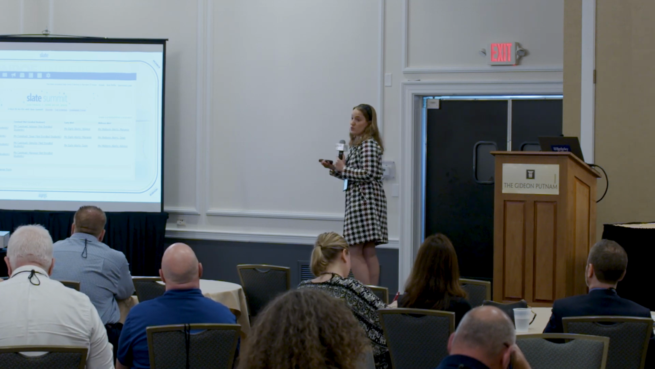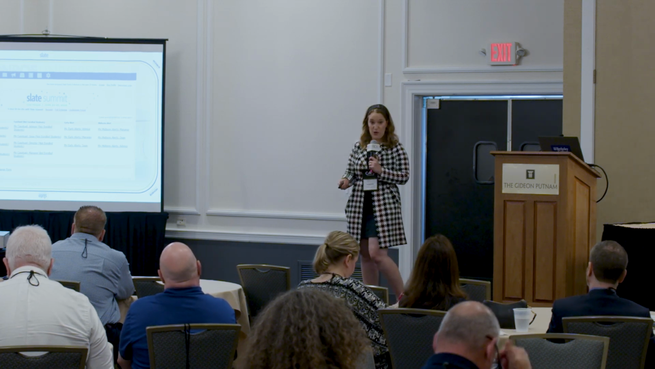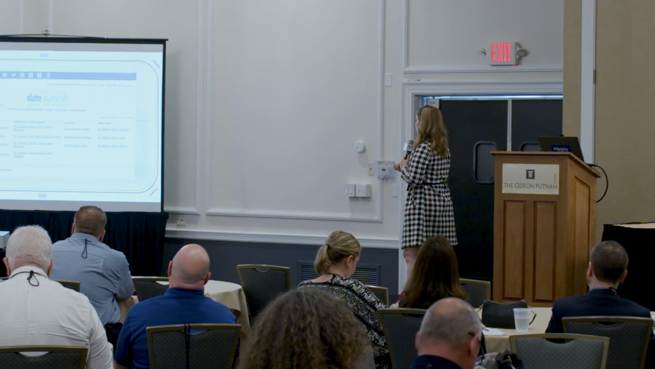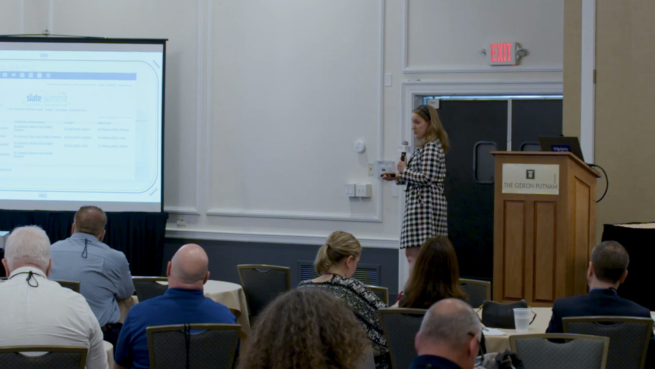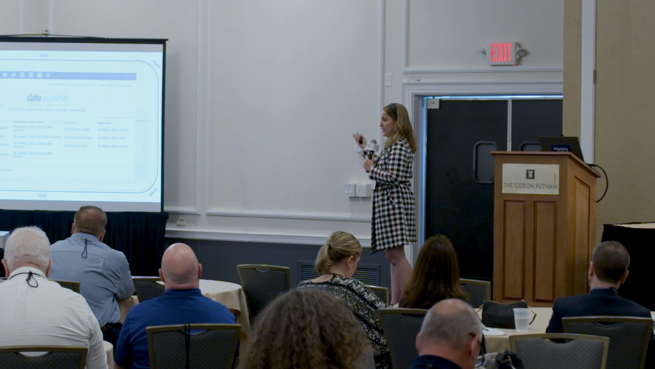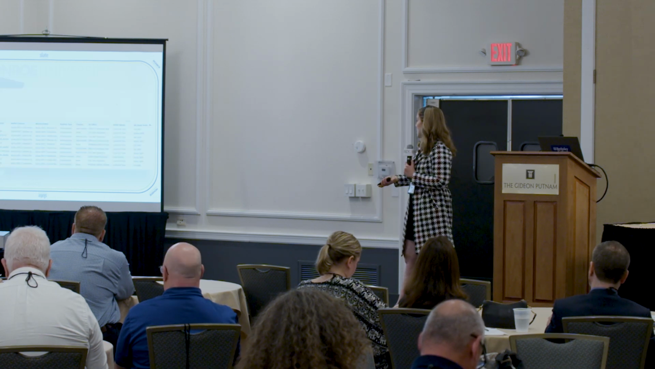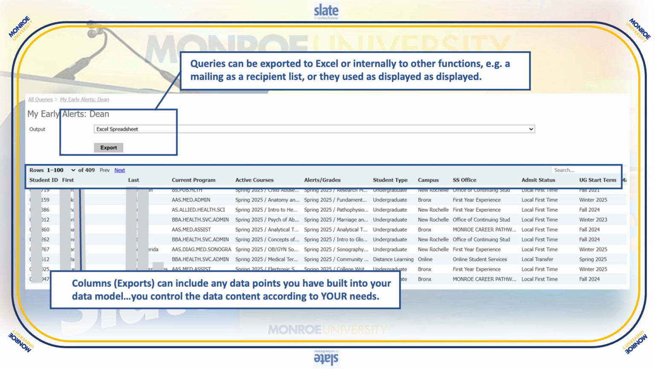So right now we're starting registration, I can look at those that aren't registered yet for the fall. I could see anyone who got an early alert, and we're currently in the middle of our midterm alerts, so next week I'd be able to pull up everyone who got a midterm alert. This is what the query looks like when I get it, and I could easily export it to Excel.